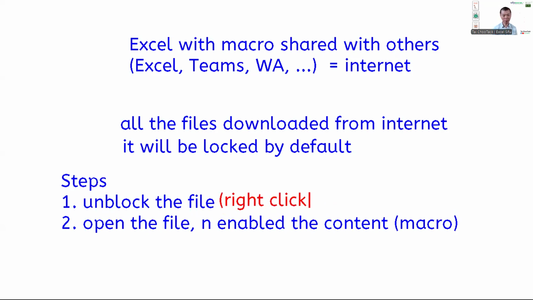Right click the file and choose Properties. Inside Properties, you will see an option called Unblock. This is only true for a file you download from the internet, like this one, which is from email. Email, Teams, WhatsApp, all these things are considered as internet. Okay, I hope this addresses the question.